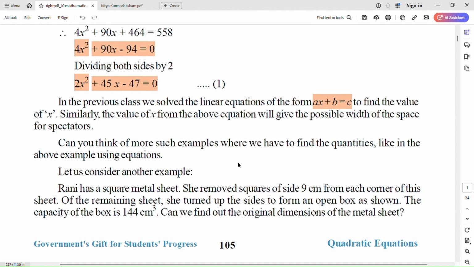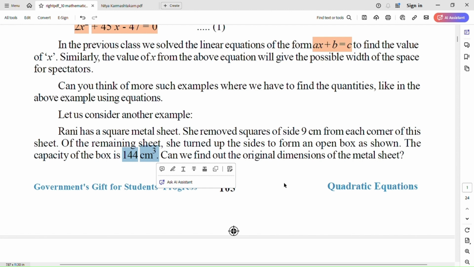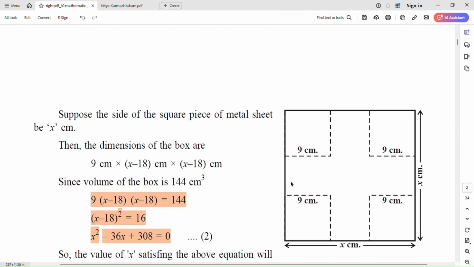Another example you'll see. Rani has a square metal sheet. She removed squares of side 9 centimeters from each corner of this sheet. Of the remaining sheet, she turned up the sides to form an open box as shown here below. The capacity of the box is 114 centimeter cube. Can we find out the original dimensions of the metal sheet? First, let us derive the equation.